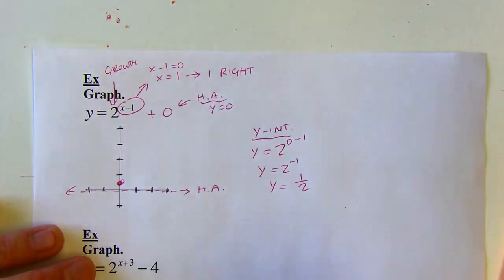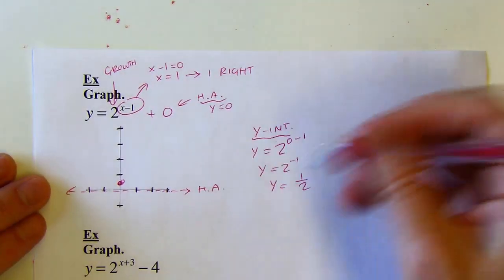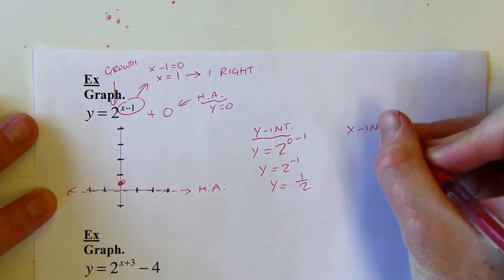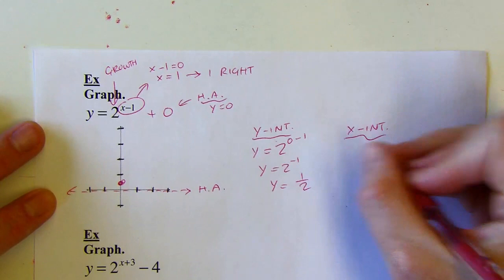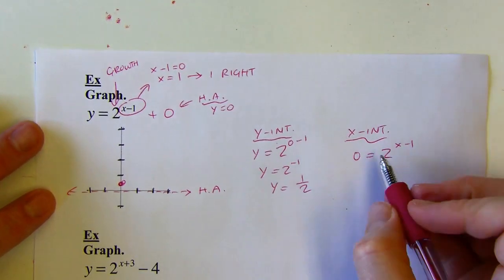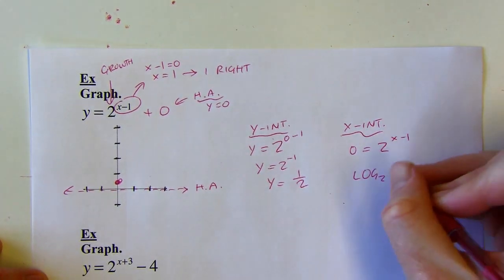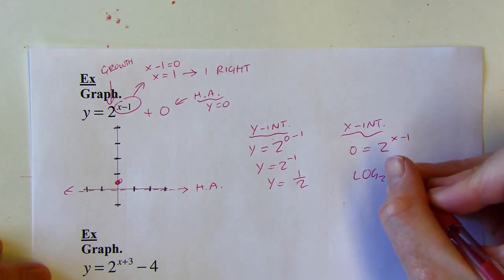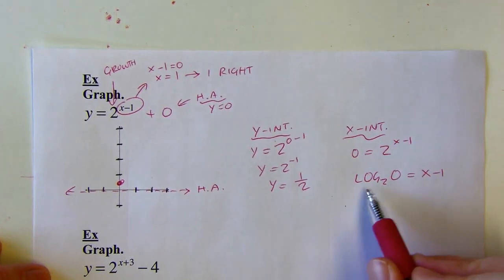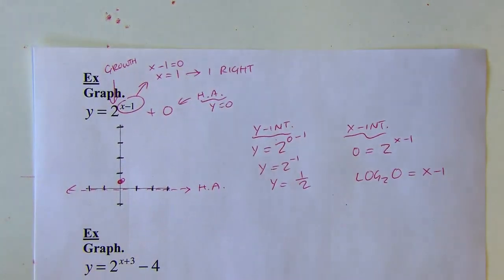Okay. For the x-intercept, this is actually not going to cross the x-axis. I can see that because the horizontal asymptote is right on there. But let's just explore this a little bit. If you plug in 0 for y, I can put this in log form. So log base 2 of 0 is going to equal x minus 1. Okay. So I can put the left side of this in my calculator, and if I get a number out, I'll just add 1 to that to get x. But let's see what happens here.